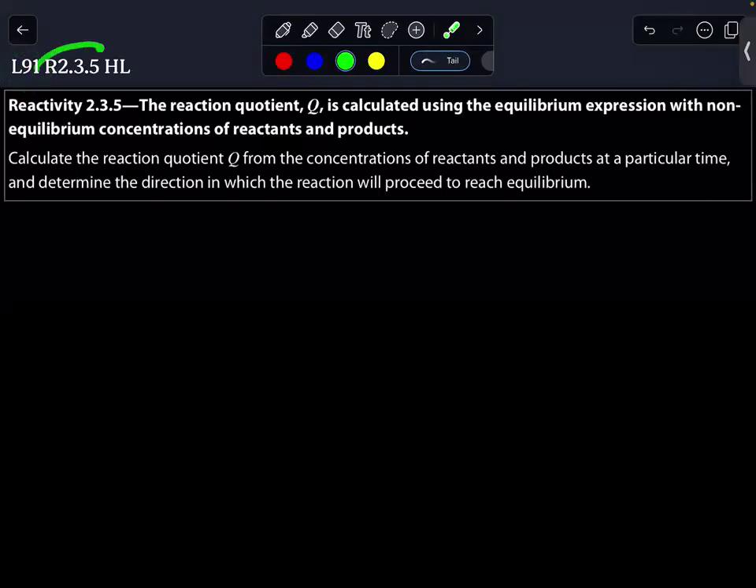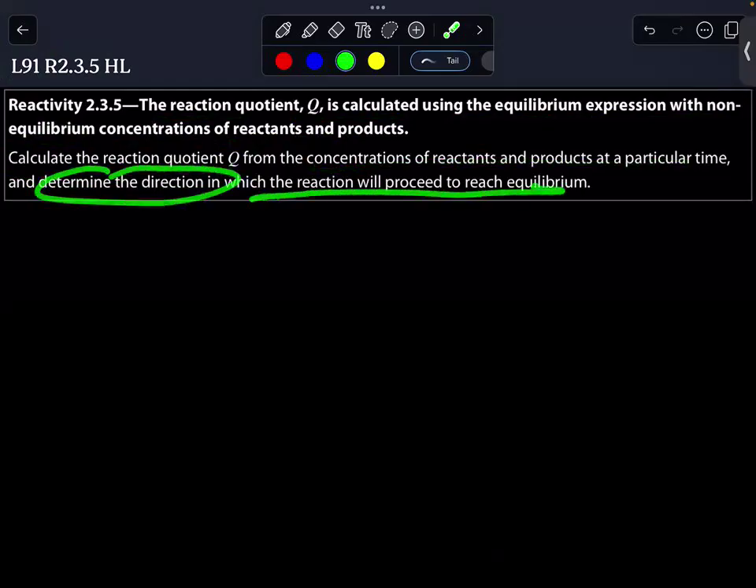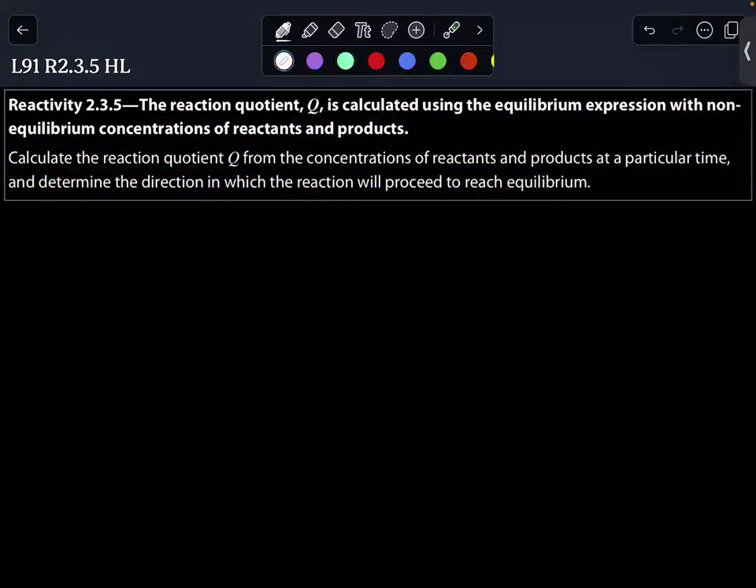Today we're going over reactivity 2.3.5. This is an HL topic. In this section, we're talking about the reaction quotient Q as it's calculated using the equilibrium expression with non-equilibrium concentrations of reactants and products. By the end of this, we'll be able to calculate the reaction quotient Q from concentrations of reactants and products at a particular time, then determine the direction in which the reaction will proceed to reach equilibrium. So with that said, let's talk about the reaction quotient Q.